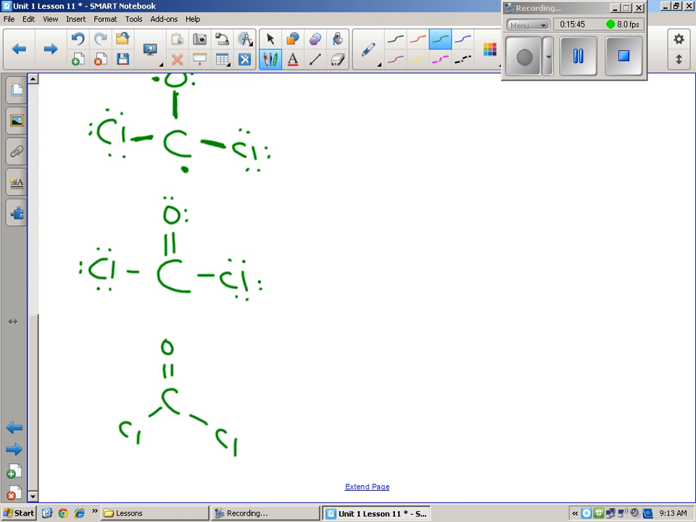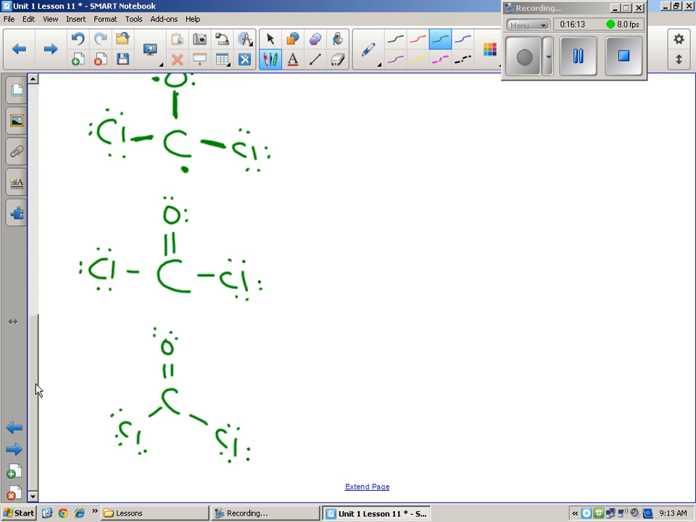Remember, AX3, the angle's 120. If I draw it like this, does it look like 120? So we want to try and somewhat represent that here. Remember, everything is as far apart as possible. So we'd probably look at something like this here as the best diagram. Kind of something like that.